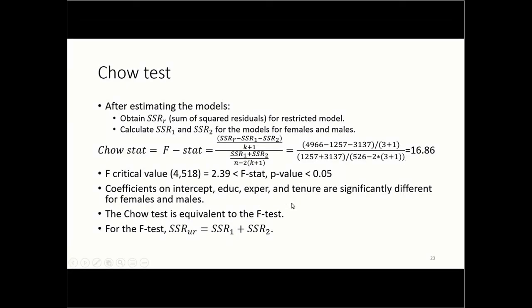So our conclusion again is that the coefficients on intercept, education, experience, and tenure are significantly different for males and females. Therefore, we should estimate two separate models for females and males, or we should use these interaction terms and dummy variables for female to relax those restrictions. As I said, the Chow test is equivalent to the F test. For the F test, the sum of squared residuals for the unrestricted model would be equal to the sum of squared residuals for the model with only females plus the model with only males, and we would get exactly identical results here.